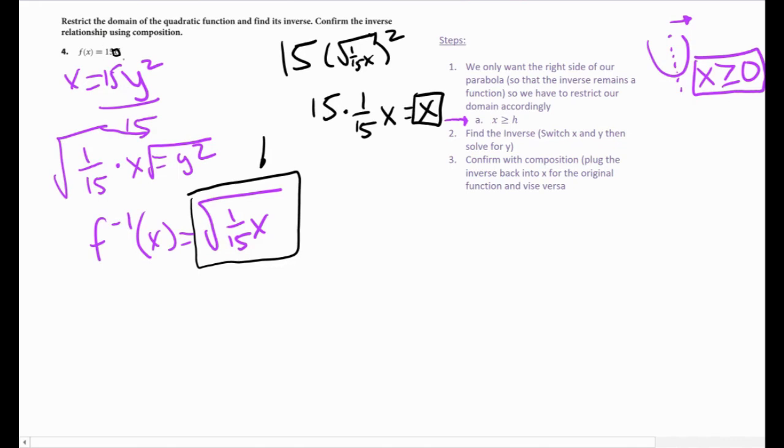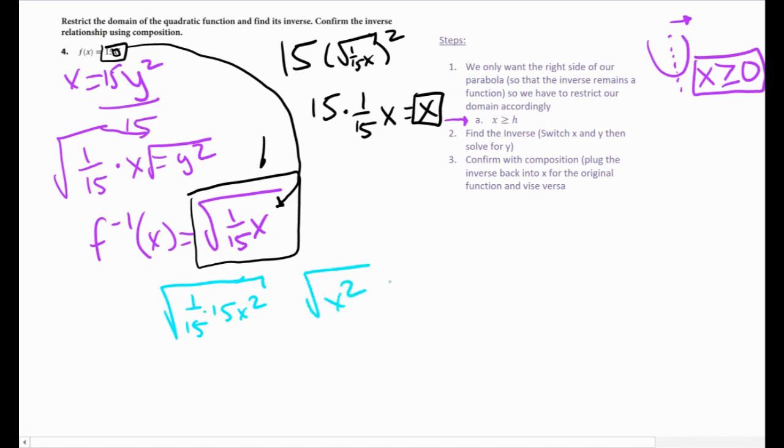Now, I'm going to also do the opposite, and I'm going to plug in 15x squared back into this here and also try and get x here. So what happens is I get the square root of 1/15 times 15x squared. Now 1/15 times 15 is just 1, so I get the square root of x squared. When I take the square root of a square, it cancels out, and boom, both of them give me x, which means that is actually the inverse.